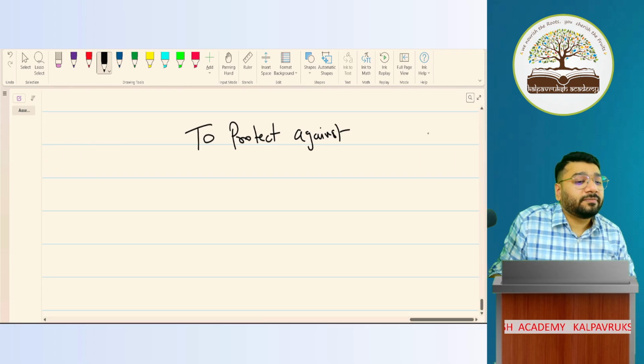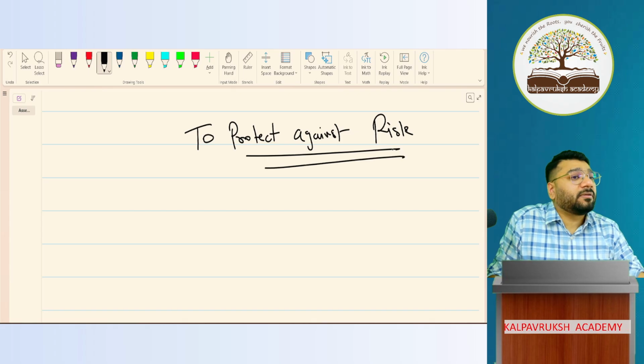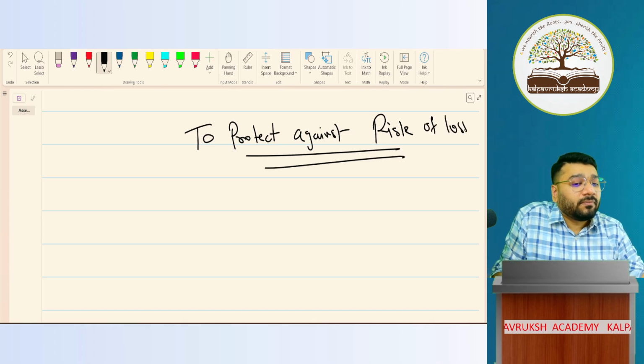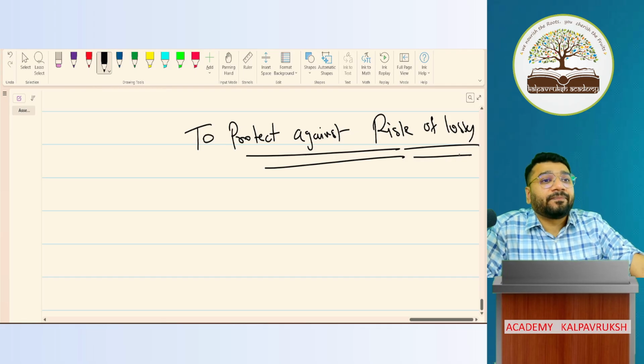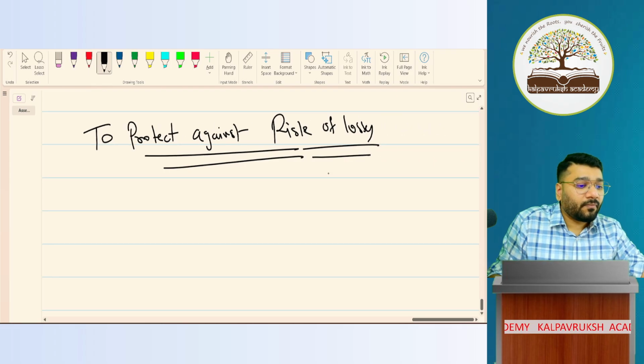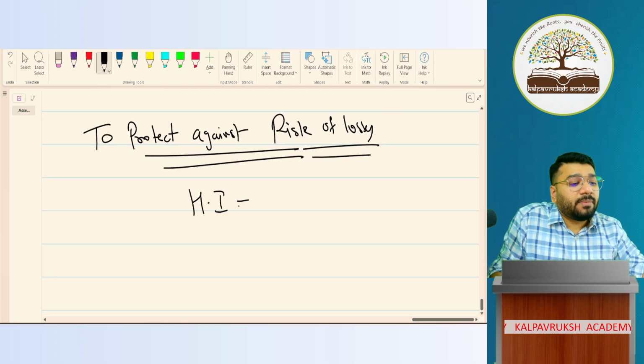To protect against risk. Risk of what? Risk of losses. To protect against risk of losses. There's something called health insurance.